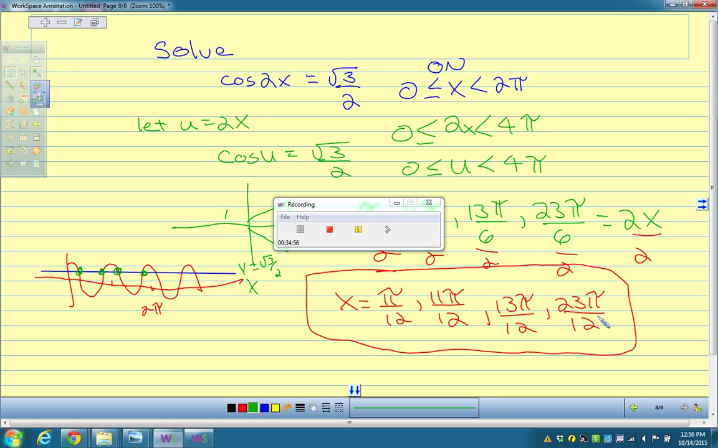You see that? Okay? So this one, if I added pi to it, I'd get this solution. This one, if I added pi to it, I'd get this solution. Add pi to it, I get that solution. Okay? So that's where it gets pretty tricky.